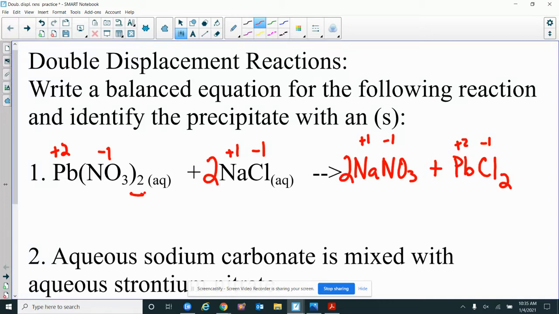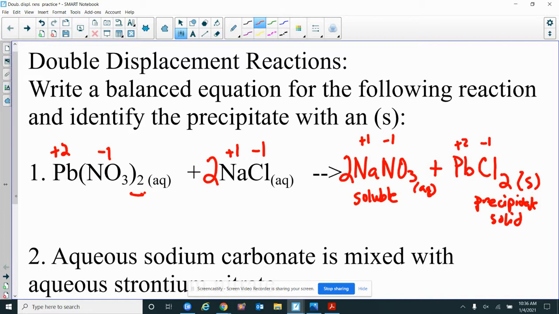identify my precipitate. So based on solubility rules, I know that this one is aqueous. It's soluble according to the solubility rules. But this one is my solid. It's my precipitate. I don't care if you write aqueous or not, but you definitely need to write S for solid. Okay, it's a solid precipitate.